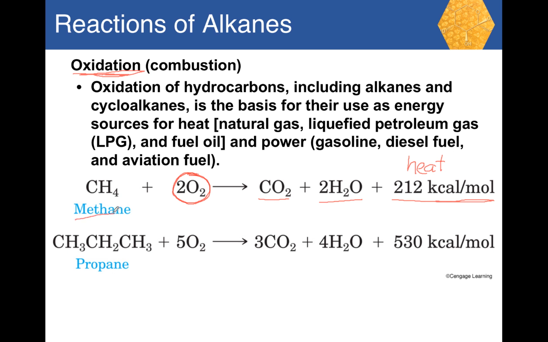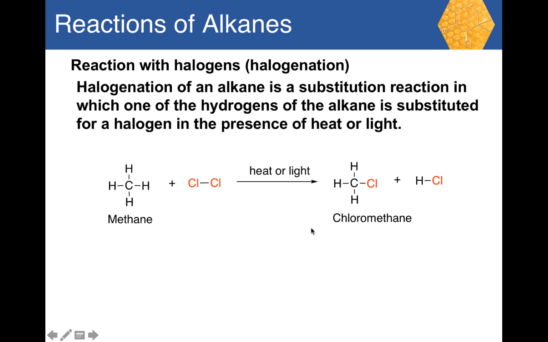As you know, methane is a natural gas used to heat different things or to cook, and it gives off heat. Propane is another one we can buy at the hardware store to use in the grill. As you can see here, propane gives off even more heat per mole, but it's the reaction with oxygen, oxidation or combustion, to give carbon dioxide and water. Another type of reaction is the reaction with halogen. We'll call that halogenation.